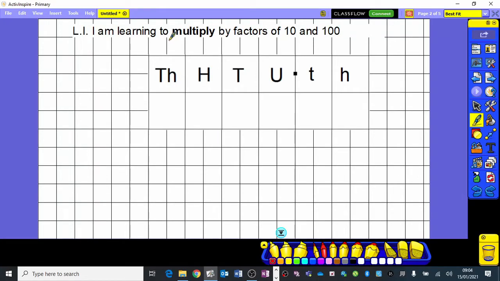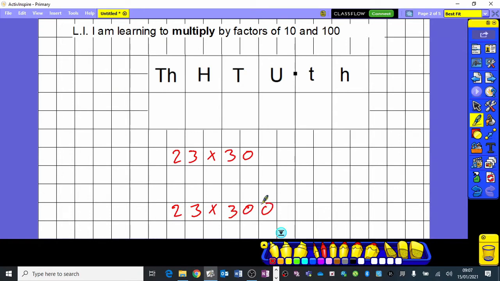Hi everyone. In today's video, we're going to be learning to multiply by factors of 10 and 100. So what do we actually mean by that? We mean calculations such as 23 times 30, or perhaps even 23 times 300.